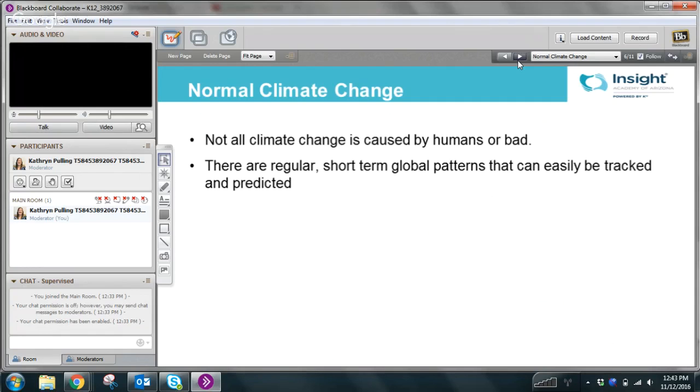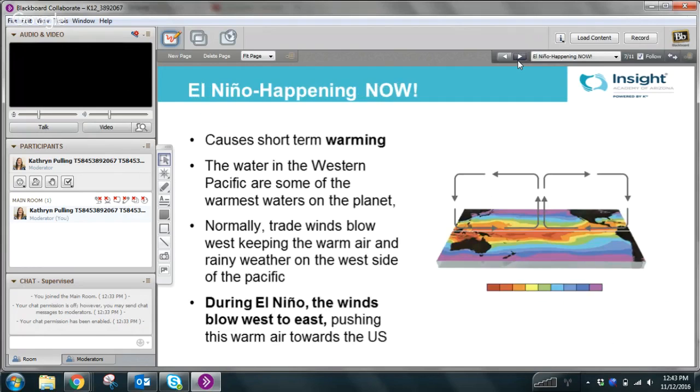The most common ones you guys probably heard of, El Nino and La Nina. So we are currently going through an El Nino period. This causes short-term warming. All right, so this summer was really hot. We set some amazing records. And El Nino is caused by the flow of water over the Pacific Ocean, right?